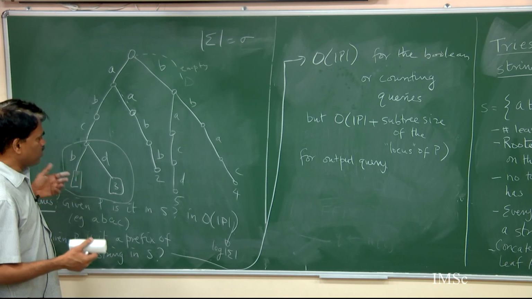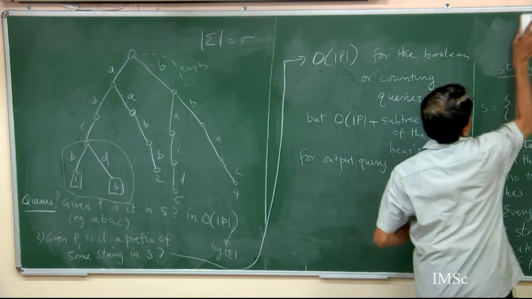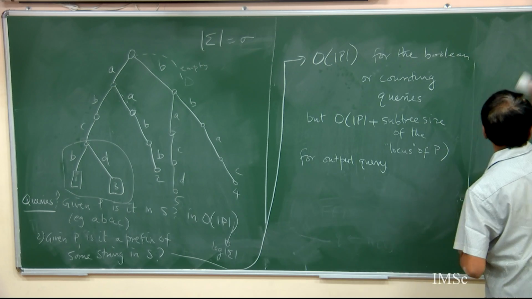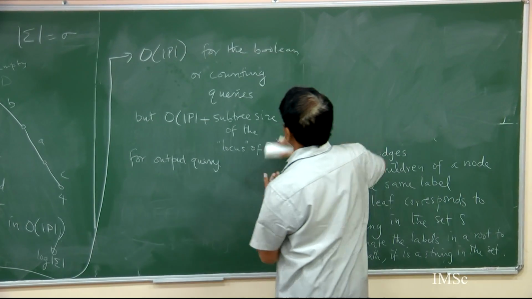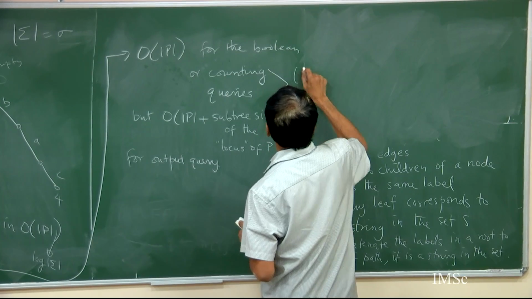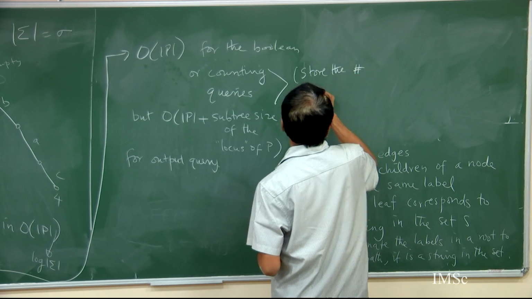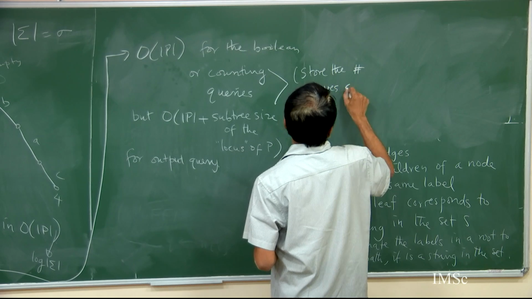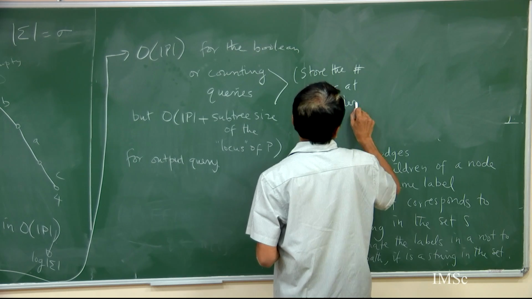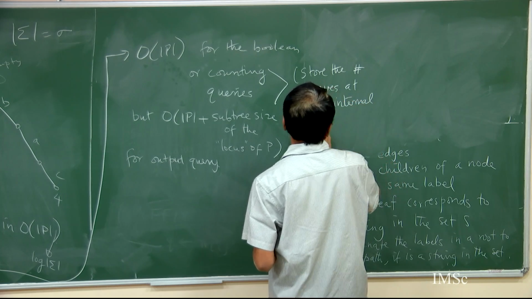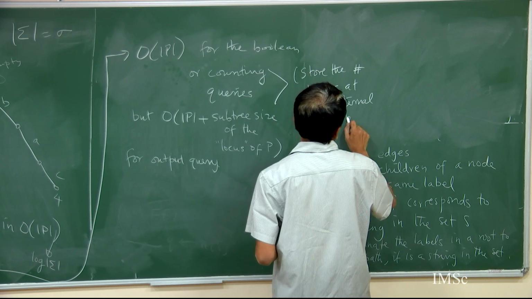So, if I really want all the locations, let me note how counting works: store the number of leaves at every internal node in pre-processing.